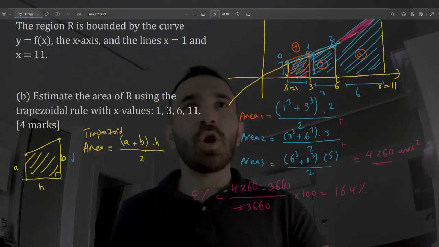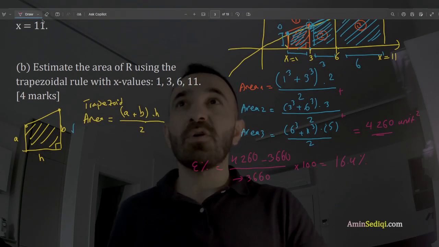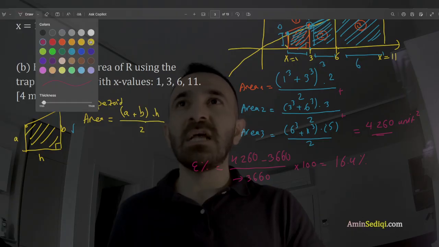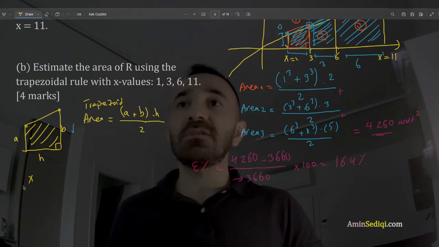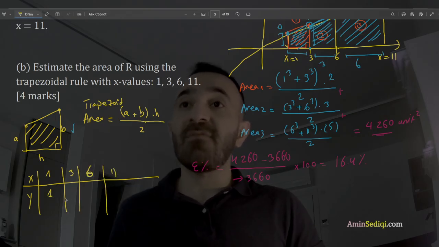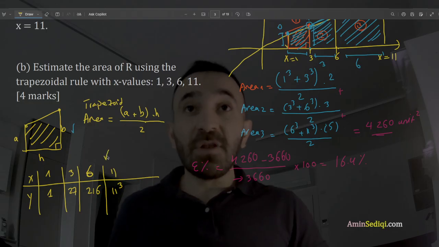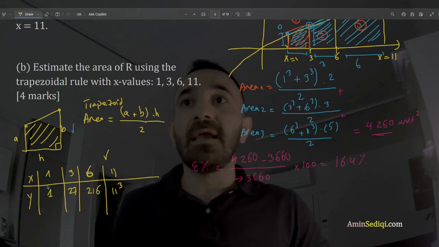That's it. One other thing, sometimes they don't give you the function, they give you the points. What does it mean? Remember, in some questions, they don't give you the function, they give you the points. They tell you x, y. So x is 1, x is 3, x can be 6, and x can be 11. When it's 1, the y value is 1. When 3, the y value is 27, 6 to the power of 3 is 216, and 11 to the power of 3. Okay? If they give you the table, it's literally the same thing.